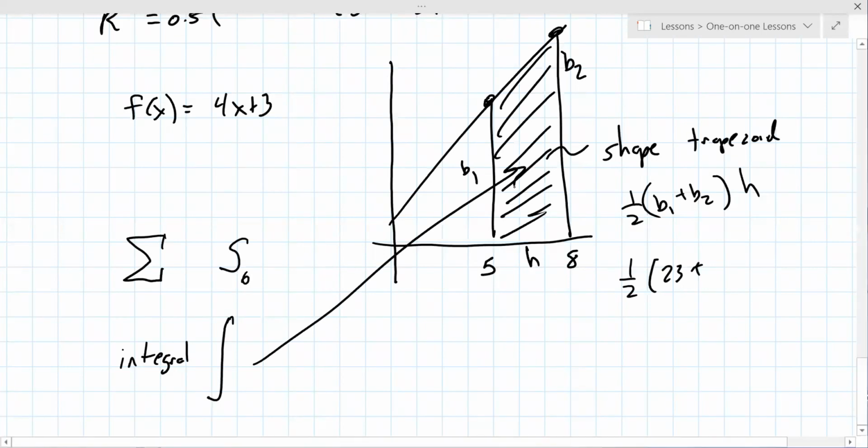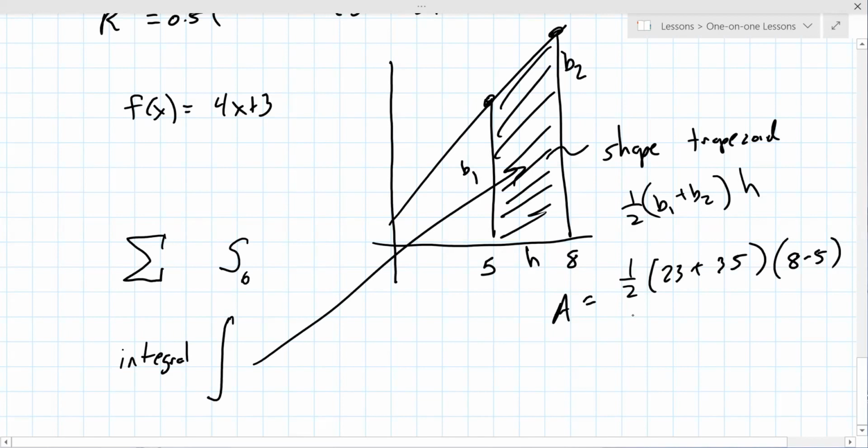So the graph here, just finish this calculation. The value at 8 is 35, and then the height is 8 minus 5, and that's whatever that is. That's your definite integral.